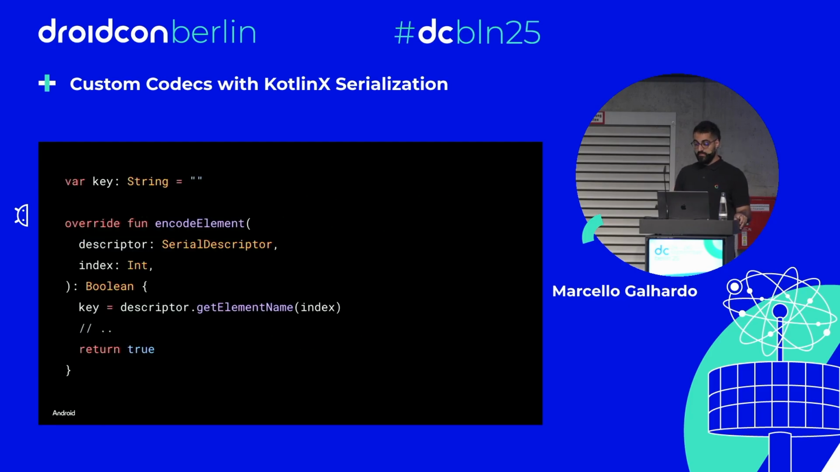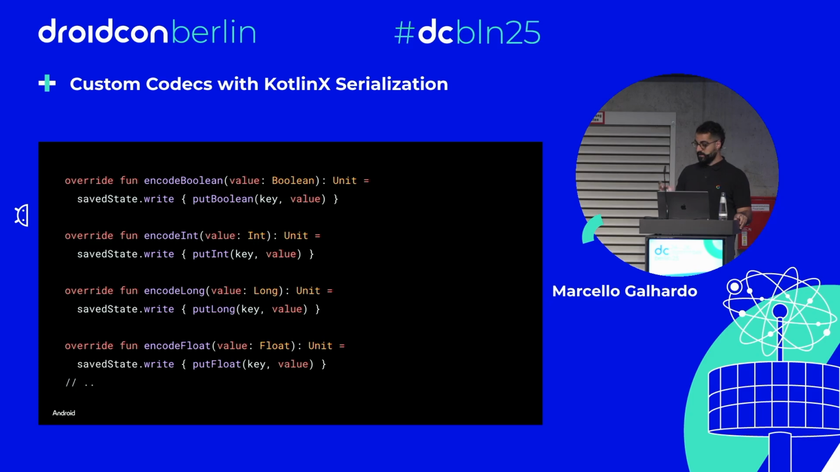Next is the encodeElement function. Here is basically how we're going to be tracking the key for each element. We keep a variable called key, which starts with an empty string, which is our root. And then inside the encodeElement, we set that key to the element's name using the descriptor. Then we're going to return true to let the serializer know that this element should be encoded. If it returns false, it means this element should not be encoded, and we're skipping that.